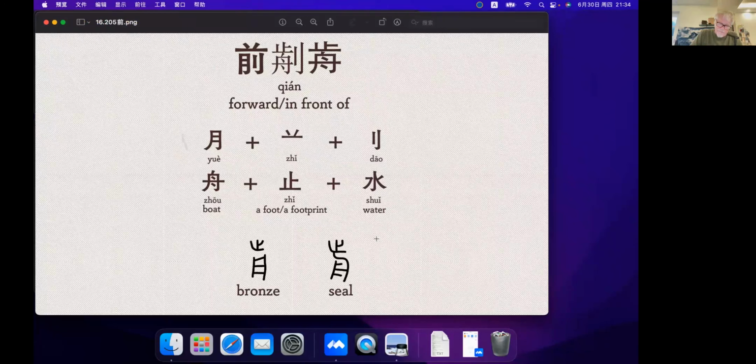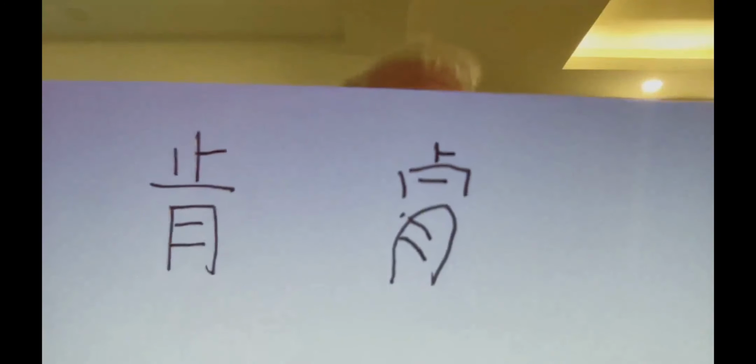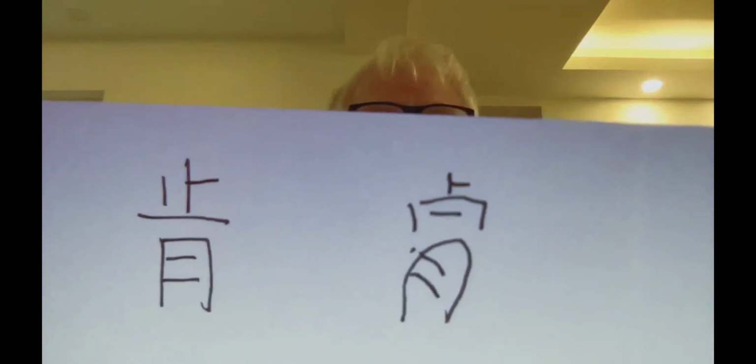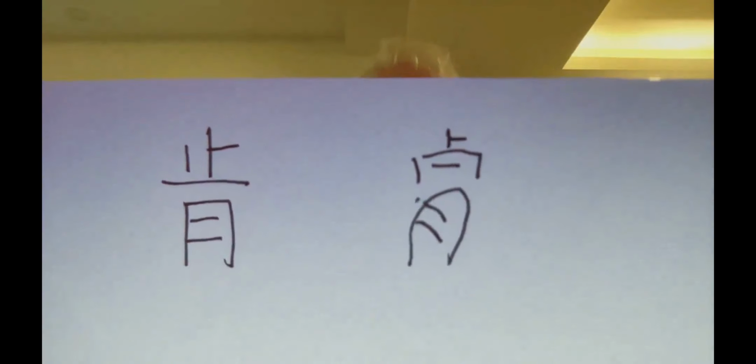我跟你说这个字。这个是肯定的肯,对不对?上面有一个骨头,下面有肉。肯定, its modern meaning is to make sure. But its original meaning was to chew on a bone.